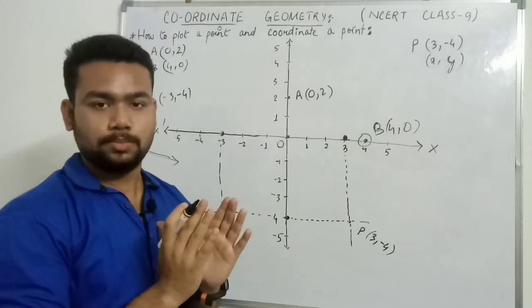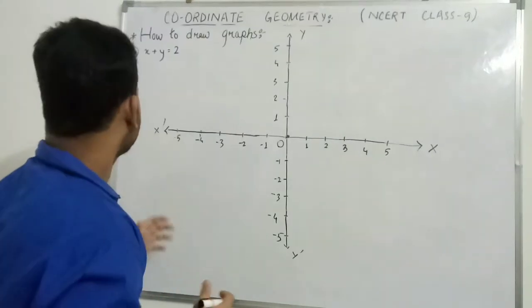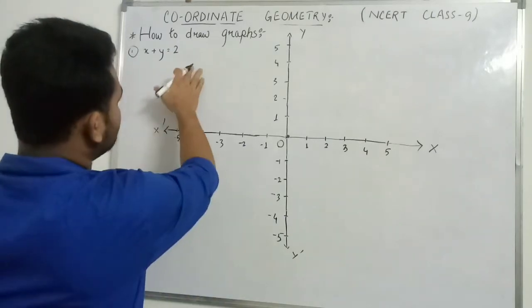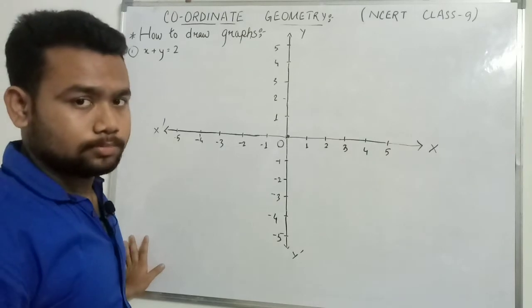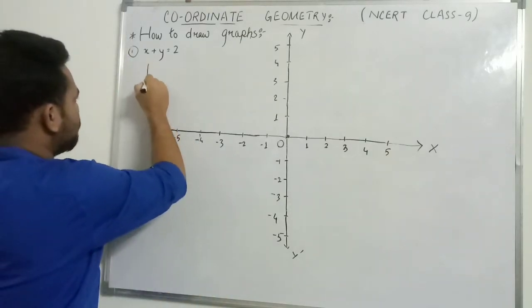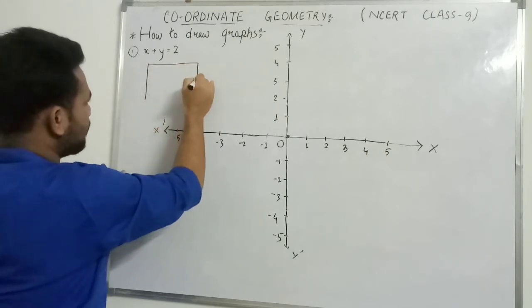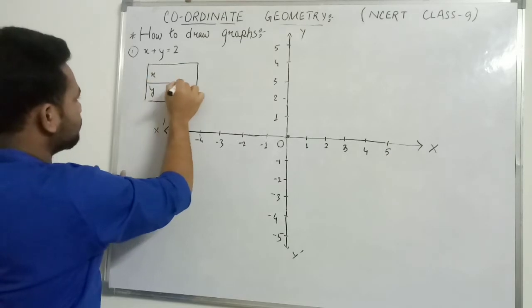So finally the last part of this chapter and very most important, how to draw graphs. So let's focus on how to draw a graph for this equation x plus y equal to 2. So observe it carefully. Firstly, make a box. Make a box. X, y.